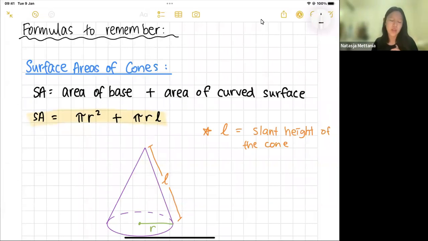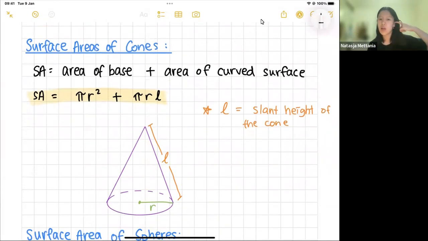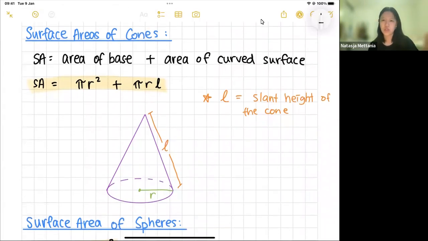curved surface, right? A shortened version of this formula would be surface area equals the area of a circle, which is pi times radius squared, plus pi times r times L. L is the slant length of the cone, just like in this diagram that I've drawn in orange. I suggest you draw that down so that when you look back on it, you understand where it's coming from.